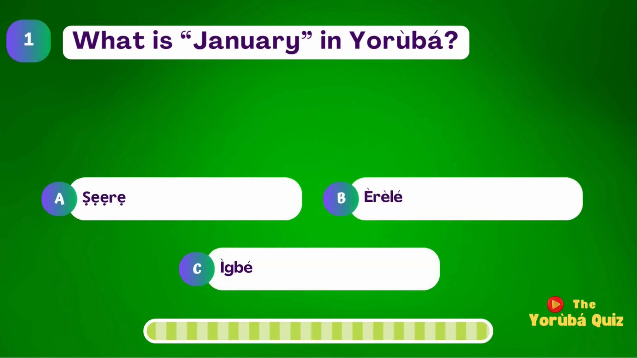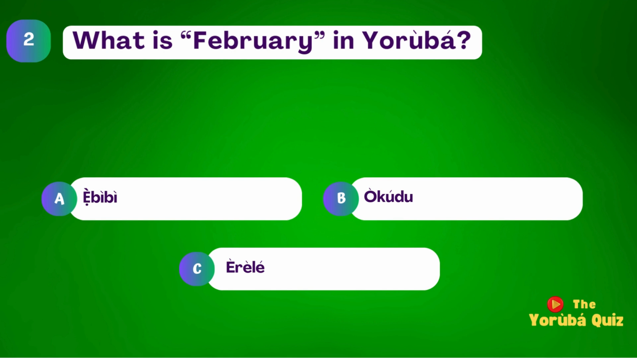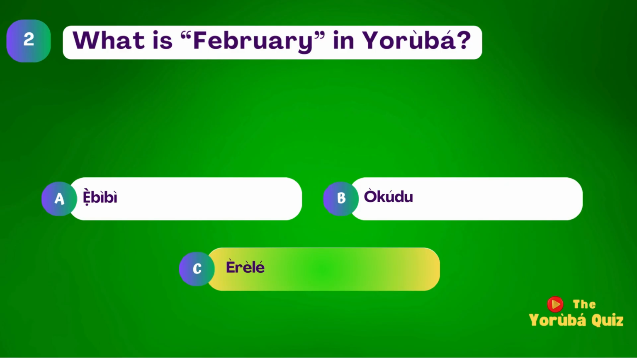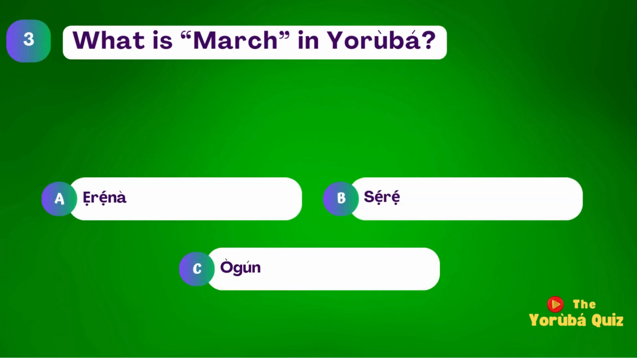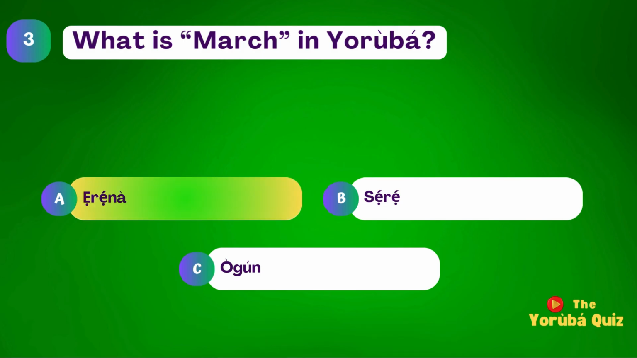What's January in Yoruba? Ṣẹẹrẹ. What's February in Yoruba? Èrèlé. What's March in Yoruba? Ẹrẹ́nà.